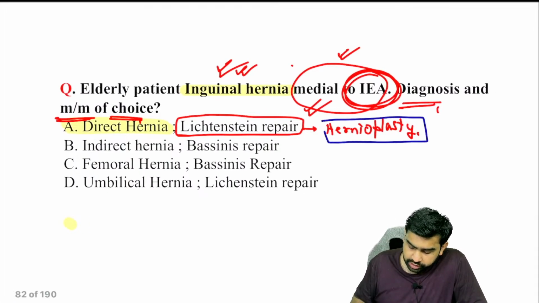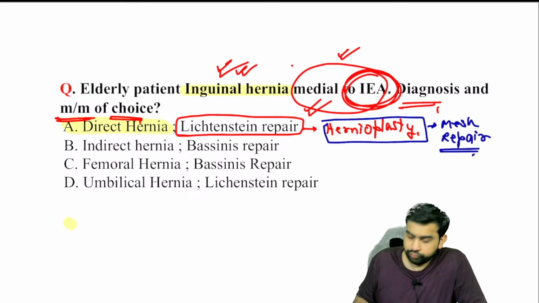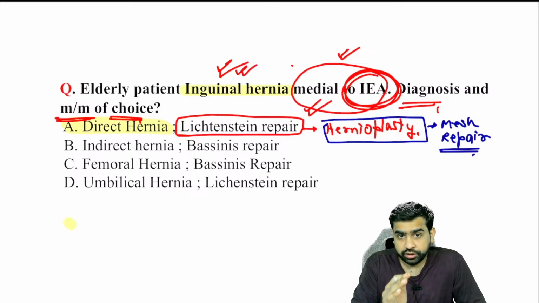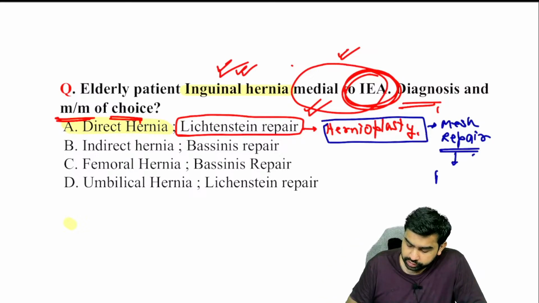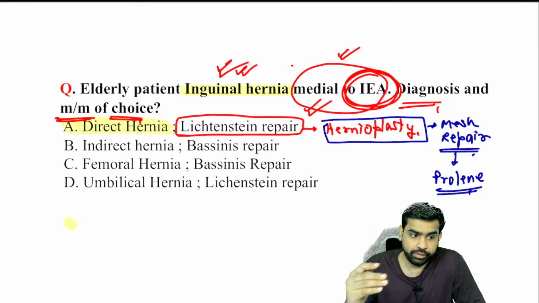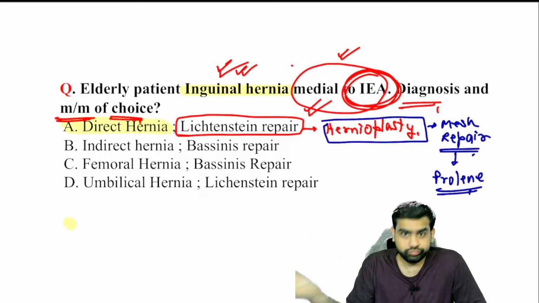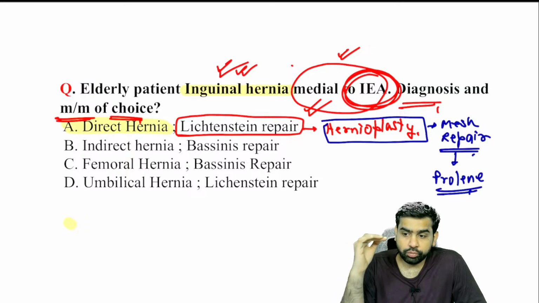Hernioplasty basically means the mesh repair. With the help of a mesh, you repair a hernia. This is what is called a hernioplasty. And what is the mesh which you're using? What you're basically using is a Prolene mesh. Prolene is the mesh which is used in these patients. That is what is called a hernioplasty.